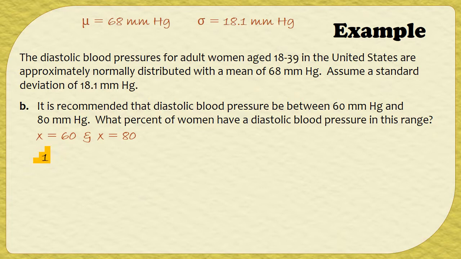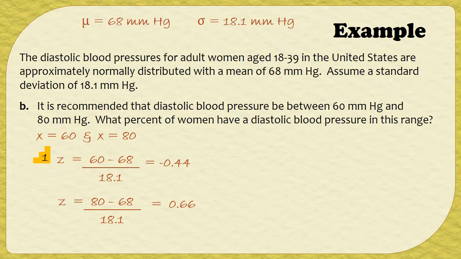The first time we use the z-score formula, I'm going to use the 60 for the x. I'll use 68 for mu, the mean, and 18.1 for sigma, the standard deviation. And when I subtract and divide, I end up getting a negative 0.44. This is also a rounded value. Then I'm going to repeat using this formula, and I'm going to get 80 minus 68 over 18.1. And when I solve that, I end up with 0.66.